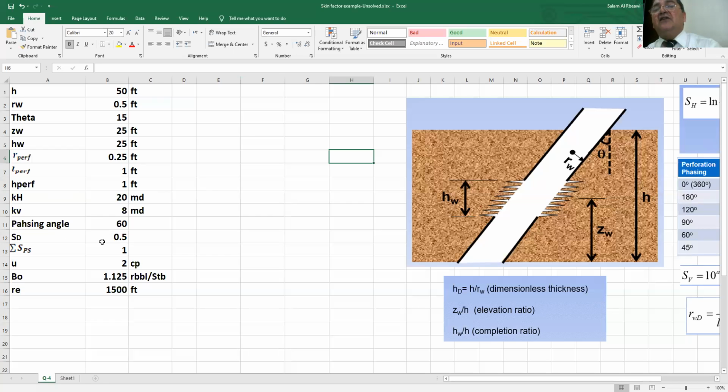S sub D is the mechanical skin factor and the skin factor caused by injection, if there is injection, and production: 0.5. And the summation of S sub PS also is given to you. That is the non-Darcy flow, the multiphase flow, and the convergence or choke effect. It is given to us as 1. The viscosity of the fluid is given as 2. Oil formation volume factor is 1.125. The radius of the drainage area is 1,500 feet.